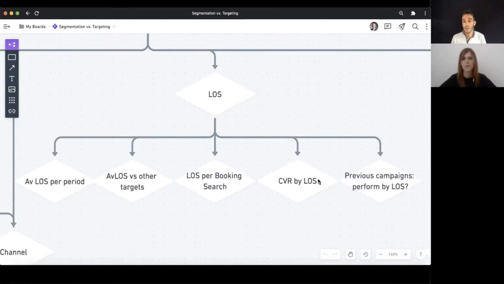Other than that, we may also want to look into previous data in terms of previous campaigns that we might have already run through different channels, so through Google, through Facebook, or whatsoever. So what was the performance in terms of click-through rate, so CTR, and all other marketing metrics based on the length of stay, so length of stay 2, length of stay 3, length of stay 4, 5, 6, and 7, and so on and so forth.